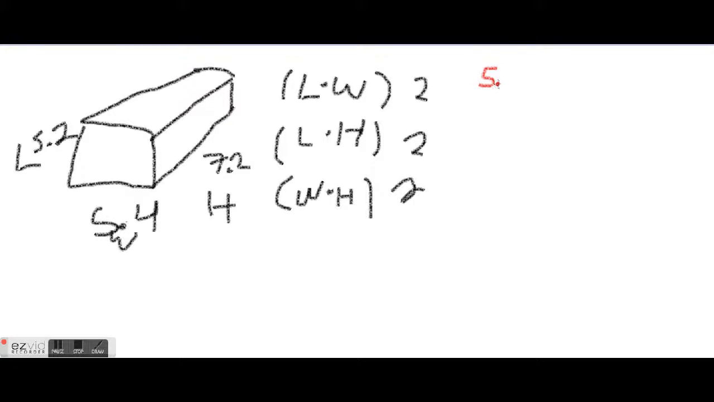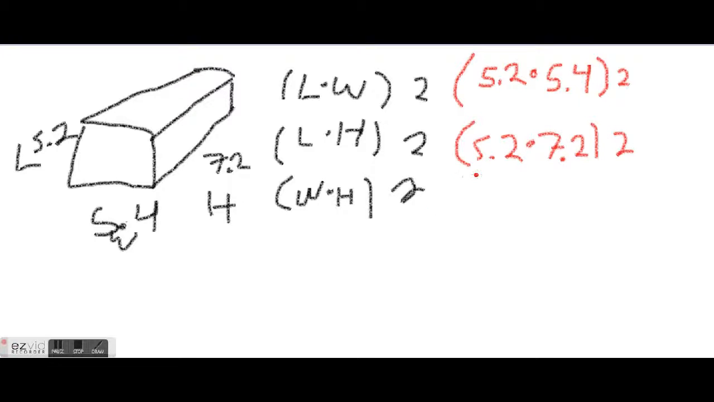Next is 5.2 again times a height of 7.2. I multiply that by 2. Next we have width times height. Width is 5.4 times 7.2 times 2. All right, I'm going to use the calculator to assist us because of time.